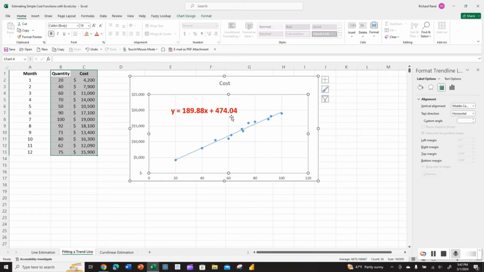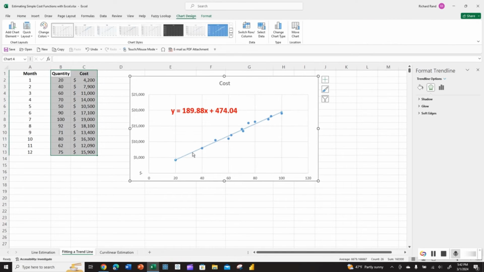Now, how do I know how good this model is? Well, there are a lot of ways I can tell, and one of the ways I can tell is by, if I can get on the line here.